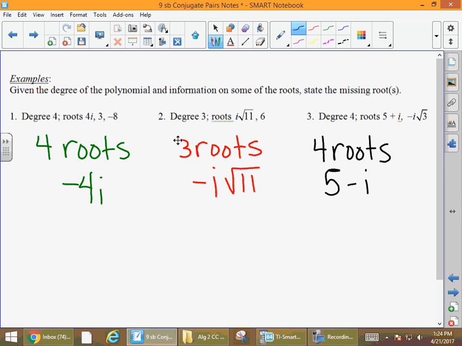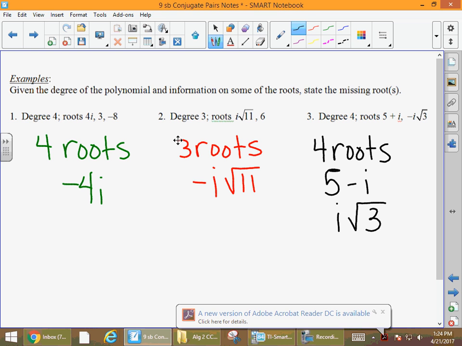We have -i times the square root of 3. What's the conjugate? +i square root of 3. 5 plus i is one root. -i radical 3 is the second root. 5 minus i is the third root. +i radical 3 is the fourth root. So we're getting into the imaginary roots now.